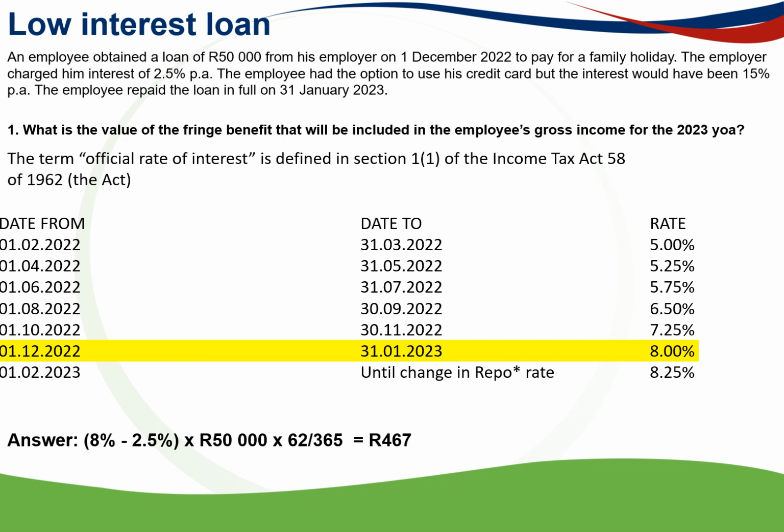Now, the difference between the 8% and the 2.5% the employee is charged, that's a benefit, multiplied by the loan amount of 50,000 Rand, and it was given from 1 December to 31 January, so that's 62 days, 31 in December and 31 in January, 62 days over a total of 365 days in the year. So the benefit is then calculated at 467 Rand, which will be included in gross income.